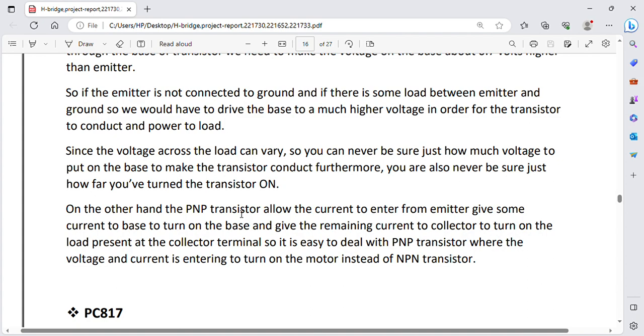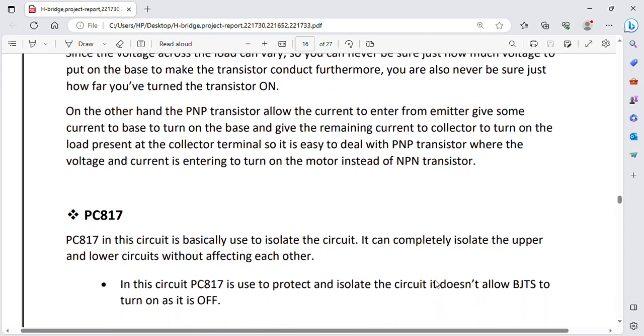Furthermore, you can also never be sure just how far you have turned the transistor on. On the other hand, the PNP transistor allows the current to enter from the emitter, gives some current to the base to turn it on, and gives the remaining current to the collector to turn on the load.